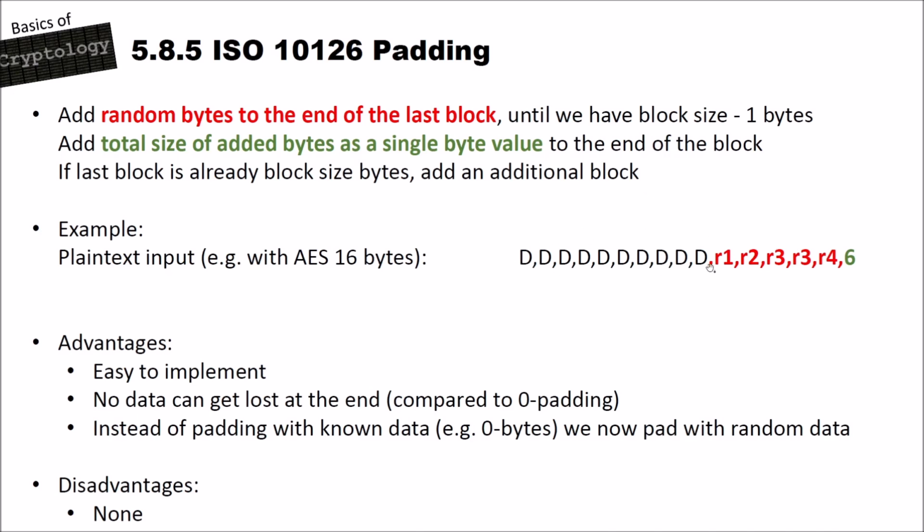We again have a few data bytes. We add random bytes at the end until we reach the byte value before the last byte. And here we write how many bytes we added. In our case, we have again 1, 2, 3, 4, 5, 6. Advantages are that this mode is also easy to implement. No data can get lost at the end compared to 0 padding. And instead of padding with known data, for instance with the 0 bytes padding, we now pad with random data. And we have no disadvantages compared to the other modes.